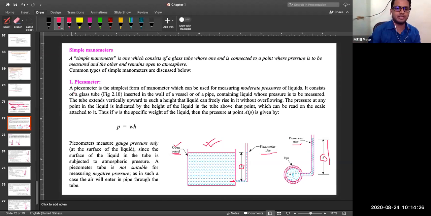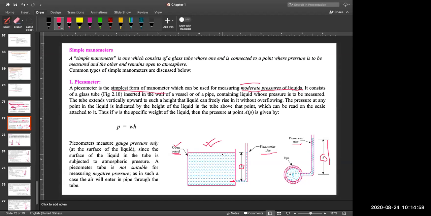Now let's see the definition of piezometer. With this diagram I have explained you. Piezometer is the simplest form of manometer, which can be used for measuring moderate pressures of the liquid. Very important: only moderate pressure or low pressure. Why not high pressure? Can anyone tell me in the class? Why will we not be able to measure high pressure with this setup?